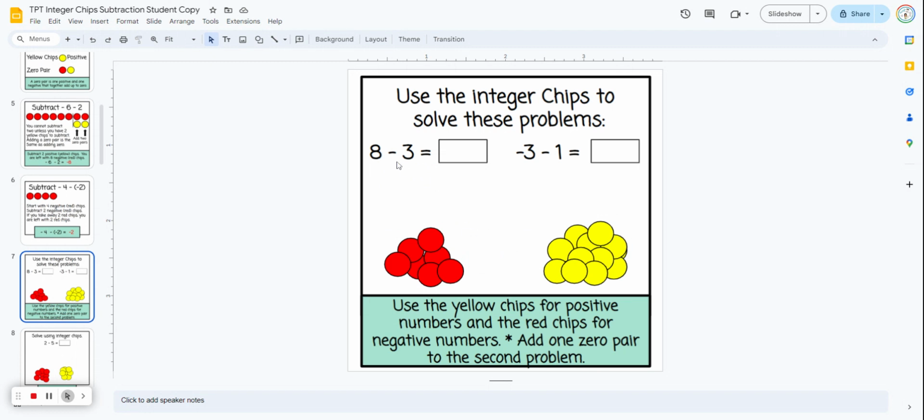So here we have 8 subtract 3. That's a pretty simple problem, but they need to show it with the chips. They can't just type in the answer. I'm going to move these a little bit closer together because we need a long row here. So they just click and hold on the chips and then they can move them into place.